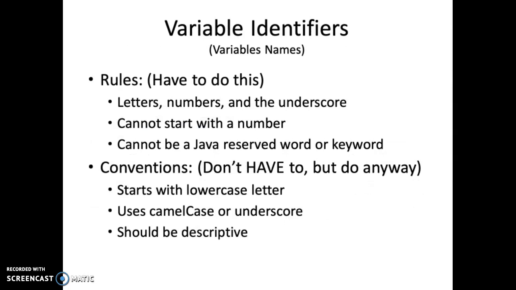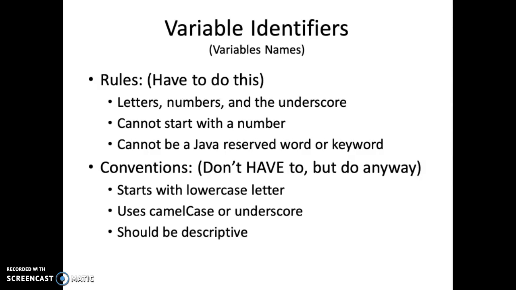So variable identifiers are the variable names. So we talked about the type, and now we have the name of the variable, and so a term used interchangeably with name is identifier. So there are rules for naming our variables in Java. The rules mean it won't compile. The conventions are what we all agree to do in order to make our code more readable. So I'd like you to just know both together.